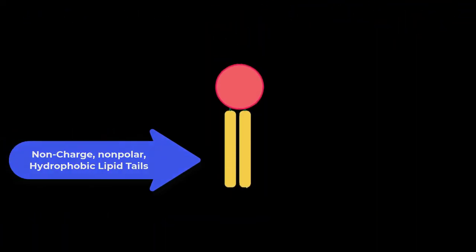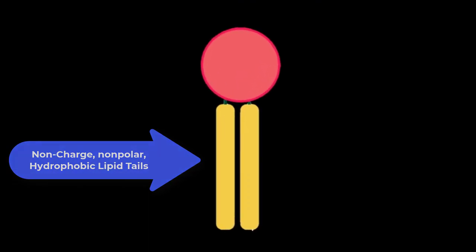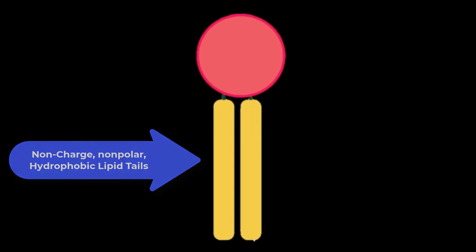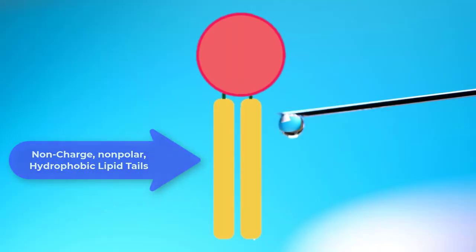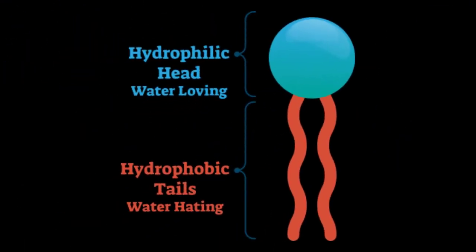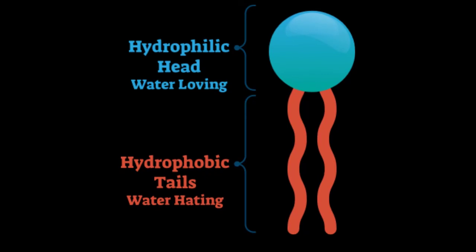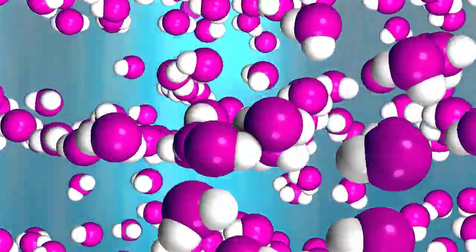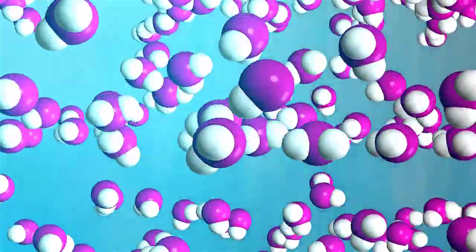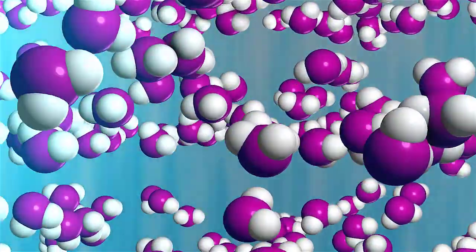The lipid tails, on the other hand, are uncharged or nonpolar and are hydrophobic, or water-fearing. A hydrophobic molecule, or region of a molecule, repels and is repelled by water. Phospholipids are thus amphipathic molecules. An amphipathic molecule is one that contains both hydrophilic and hydrophobic regions.